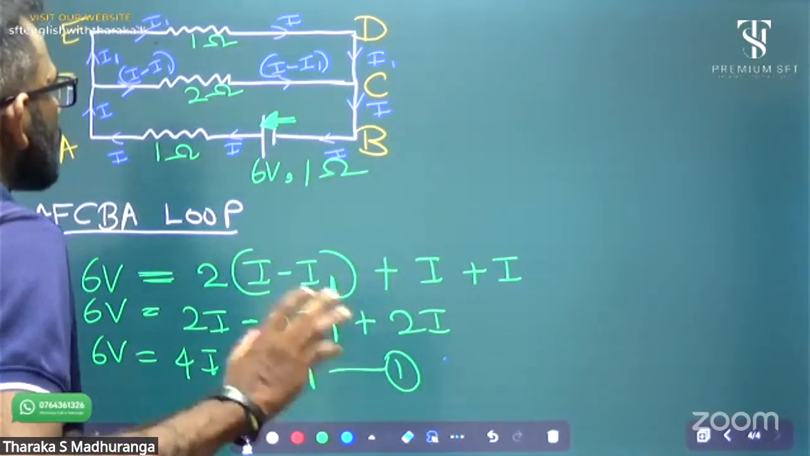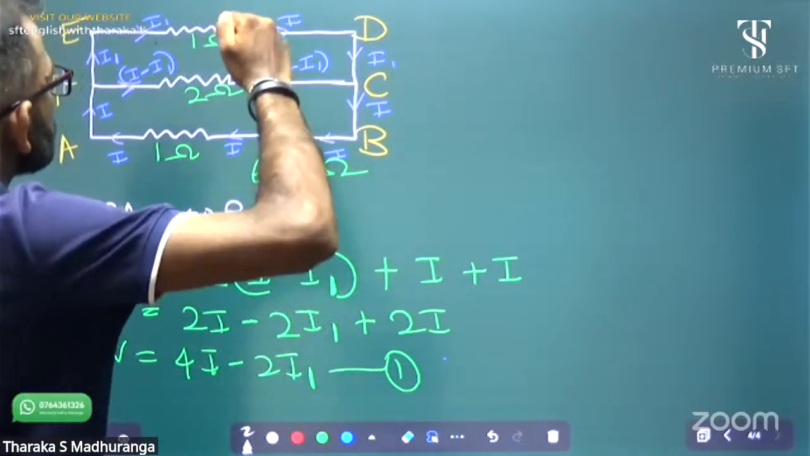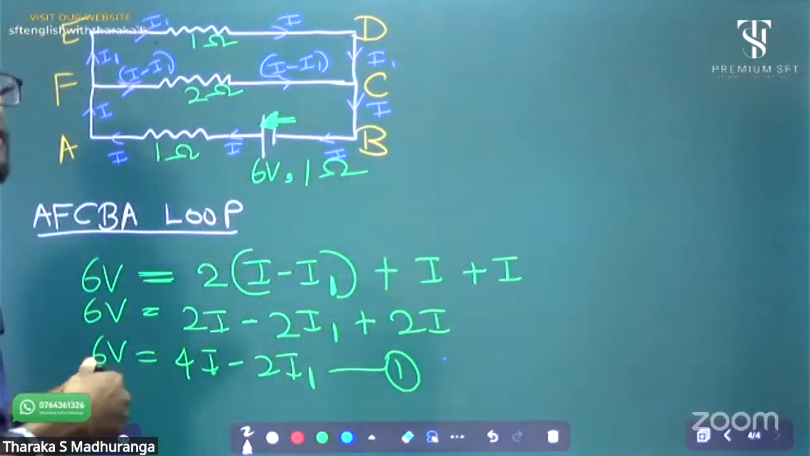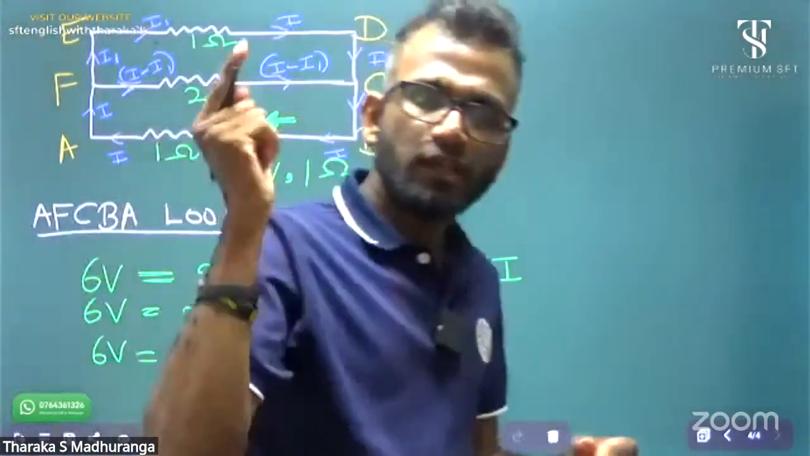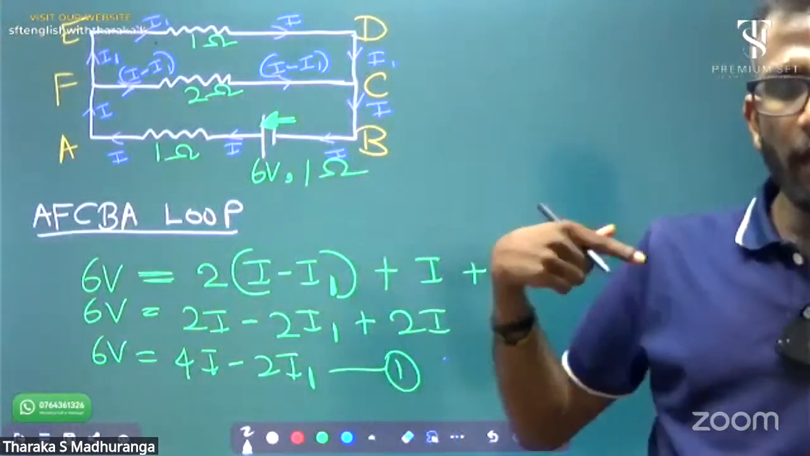Now, can I use the upper loop FCDEF? FCDEF, Joel, can I use it?